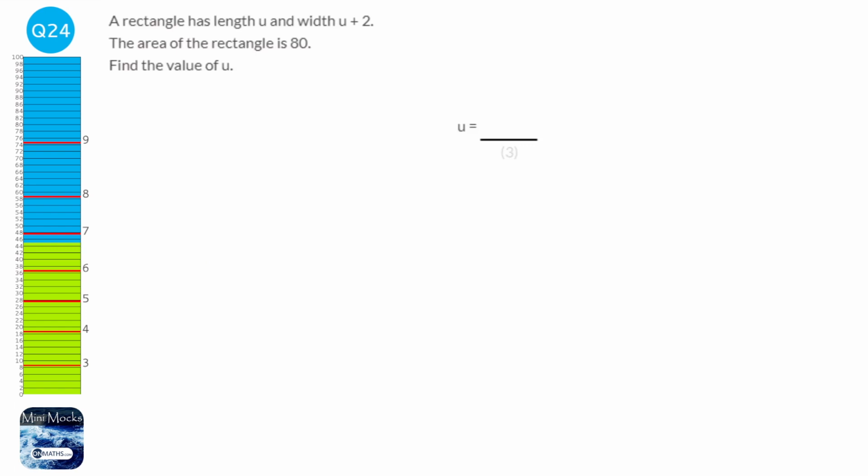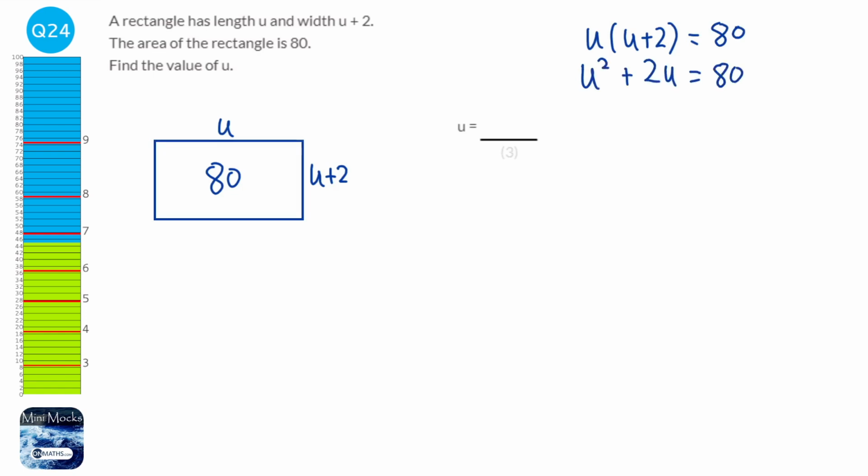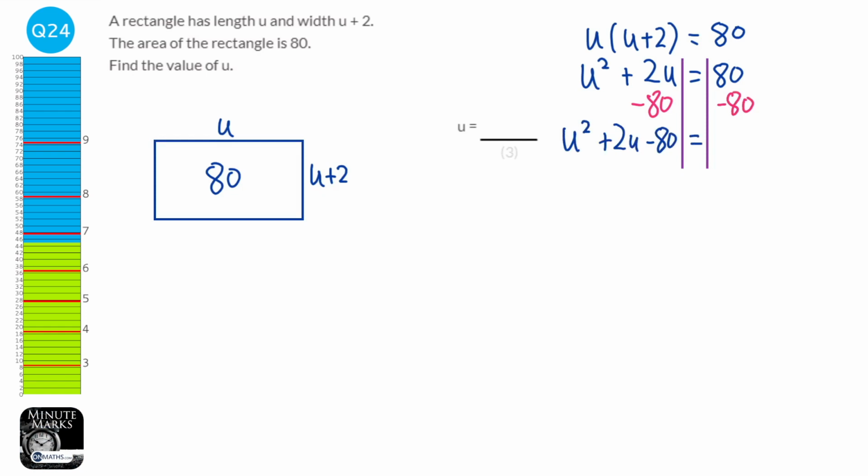So we're told the length of this rectangle is u, and the width is u plus 2. Doesn't matter which way around we do it. And we're told the area is 80. So we can actually write an equation from this. So u times u plus 2, so that's the length times the width, is equal to the area, which is 80. So let's expand this. And what we're going to do is we're going to put everything to the same side. So all I'm going to do here is subtract 80 from both sides. And so we've got u squared plus 2u minus 80 equals 0.